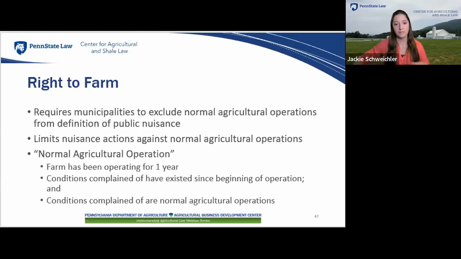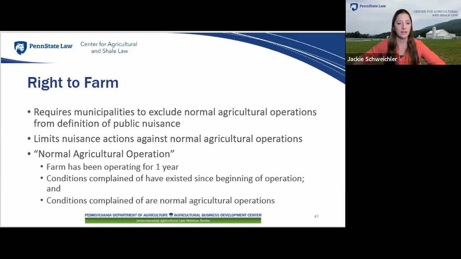So under right to farm, municipalities are required to exclude normal agricultural operations from the definition of public nuisance. Specifically, these laws limit nuisance actions against normal agricultural operations. You might remember we just went over the definition of normal agricultural operation a few slides ago, so I'm not going to include it again here. Very quickly, in order to meet the definition, the farm has to do all those general agricultural activities, and the farm in question has to be at least 10 acres or produce an annual gross income of at least $10,000.